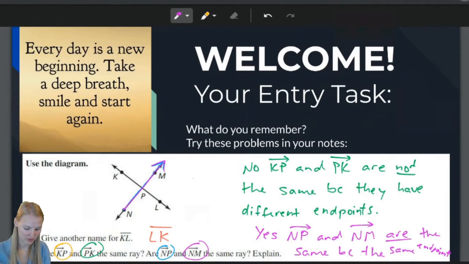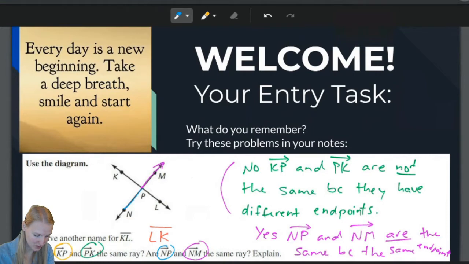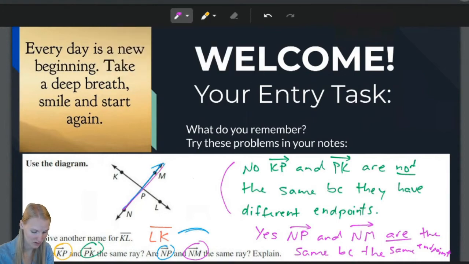So the difference between ray KP and PK was they were pointing in different directions. They didn't have the same endpoint. Now, if they had asked if NP was the same as PM, then the answer would be no, because even though they're pointing in the same direction, they have different endpoints. But because NP and NM have the same endpoint and are pointing in the same direction, they are the same. Well, there you have it.